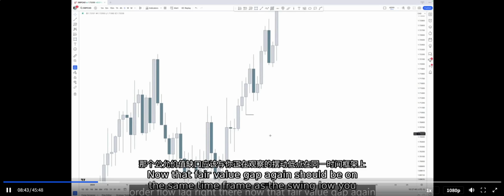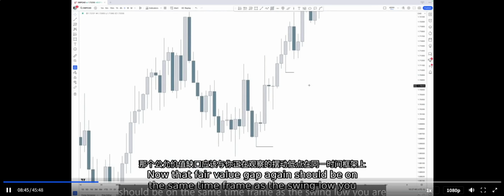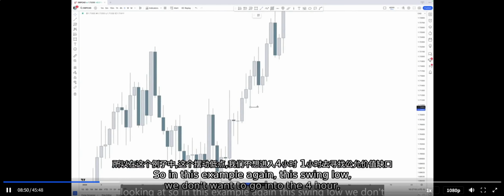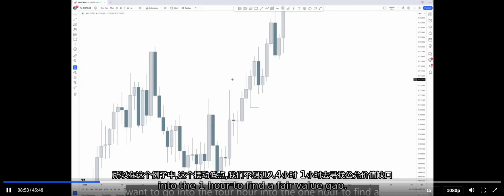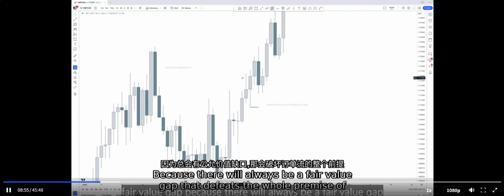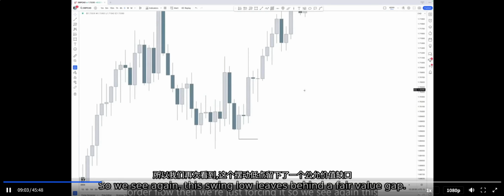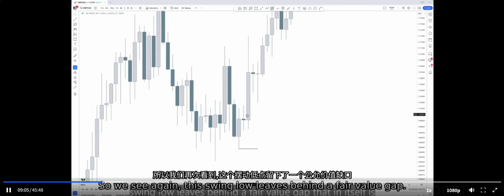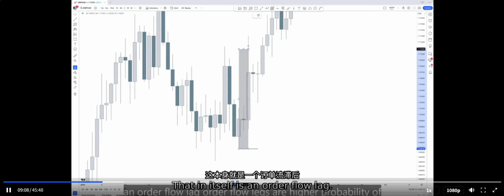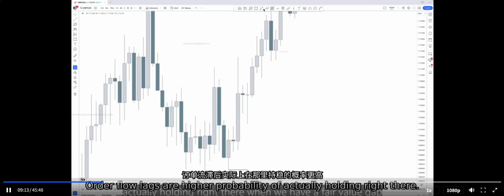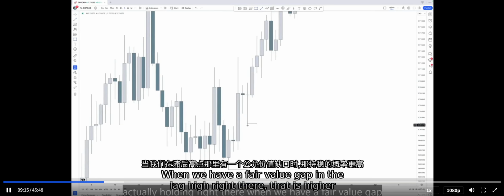Now that fair value gap again should be on the same time frame as the swing low you are looking at. So in this example, again, this swing low, we don't want to go into the 4 hour or the 1 hour to find a fair value gap, because there will always be a fair value gap, and that defeats the whole premise of order flow. Then we're just forcing it. So we see again, this swing low leaves behind a fair value gap. That in itself is an order flow lag. Order flow lags have a higher probability of actually holding. When we have a fair value gap in the lag, that is higher probability of holding.